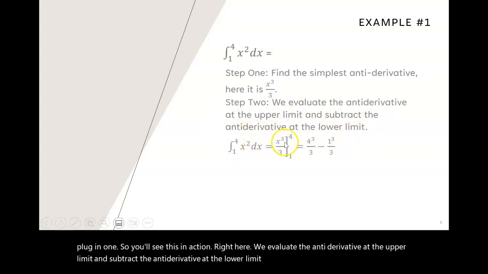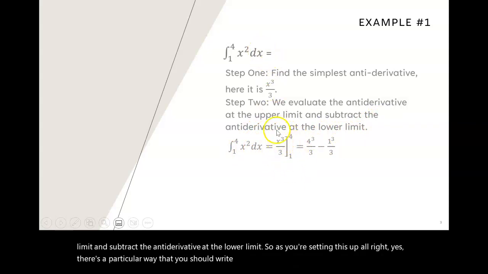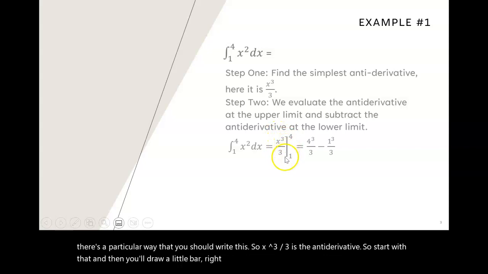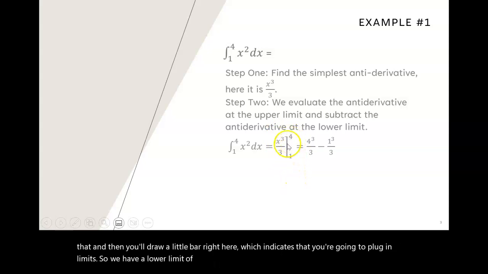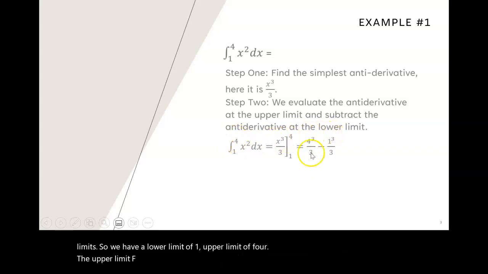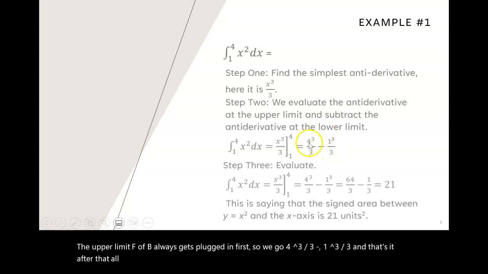So as you're setting this up, yes, there's a particular way that you should write this. x cubed over 3 is the antiderivative, so start with that. And then you'll draw a little bar right here, which indicates that you're going to plug in limits. So we have a lower limit of 1, upper limit of 4. The upper limit, f of b, always gets plugged in first. So we go 4 cubed over 3 minus 1 cubed over 3. And that's it. After that, all you've got to do is just evaluate.